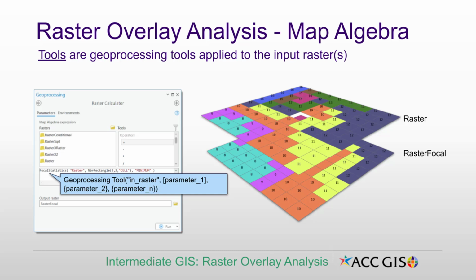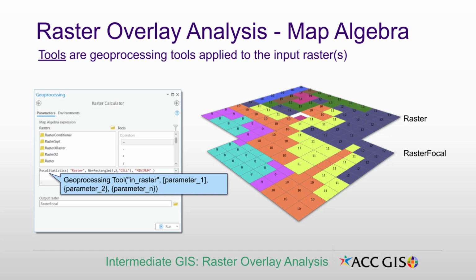The last type of action in the raster calculator that you can apply to in rasters are tools. And tools are just that. They're geoprocessing tools that you can apply to the input rasters. So most of the geoprocessing tools that are available to you in the ArcGIS toolbox can also be accessed via the raster calculator. In this case, I'm utilizing the focal statistics geoprocessing tool. And you can see the general syntax for geoprocessing tools in the raster calculator as represented in that callout box, in which you've got the geoprocessing tool, the in raster, and then any required or optional parameters that you need to run the geoprocessing tool.